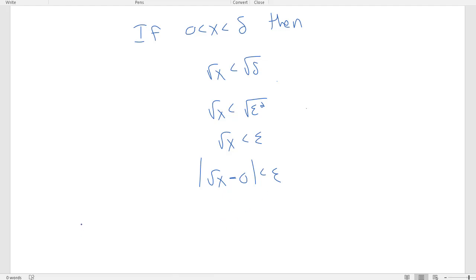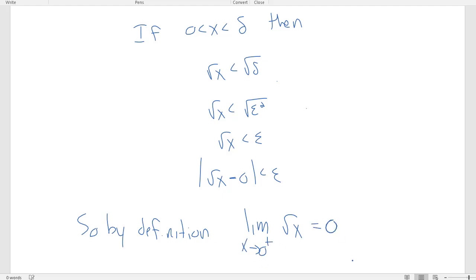So by definition, we have proven that the limit of the square root of x as x approaches 0 from the right will equal 0. Okay, I think that's all the examples I want to do here where we have discussed the epsilon-delta definition, where we prove that we can get arbitrarily close to the limit L as we get arbitrarily close to the value of x.